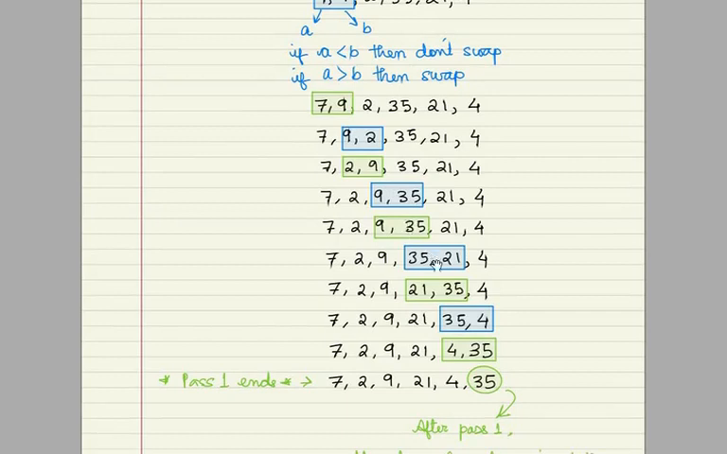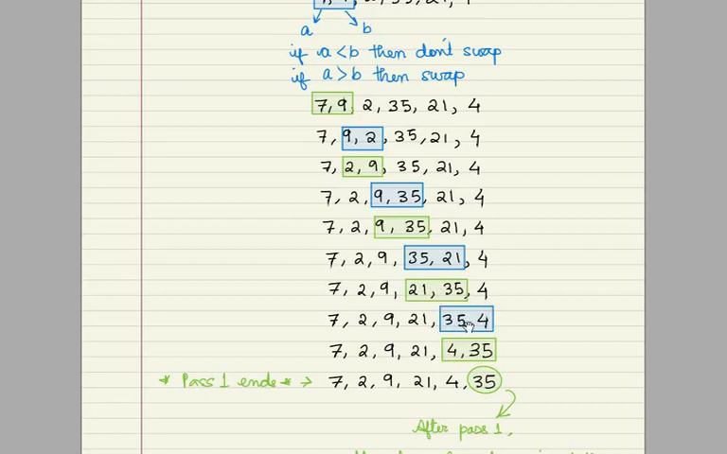So now we go to the next 2 elements, that is 35 and 21. Here again we compare. Since 35 is greater than 21, 35 will go to the right hand side and 21 will come to the left hand side. So we swap it. Again this blue box will be shifted.